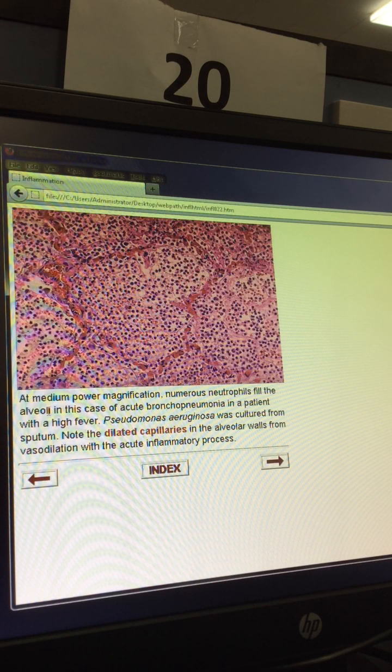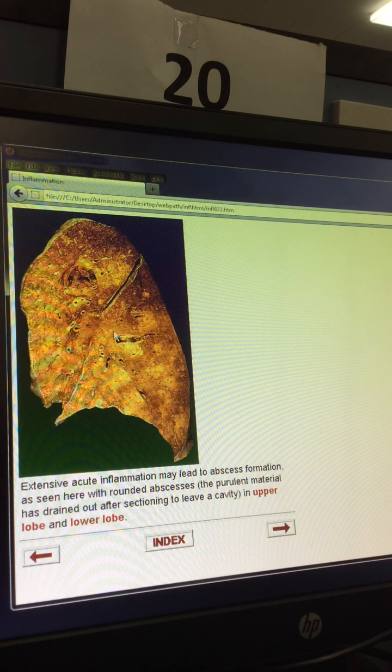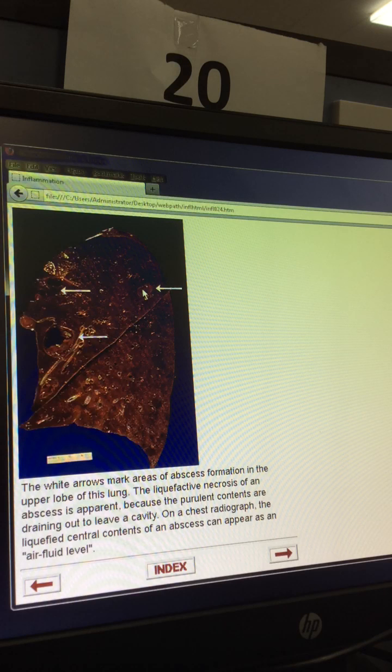Here is the same as the previous one of the lung, but there are more extensive neutrophils in the alveolar spaces. So we can think about a more aggressive organism like Pseudomonas aeruginosa. We can see dilated blood capillaries. This is the lung with abscess formation in the upper lobe and the lower lobe, after drainage, of course. Here also we have several abscess formations. These can be seen on the radiograph or X-ray as an air fluid level.